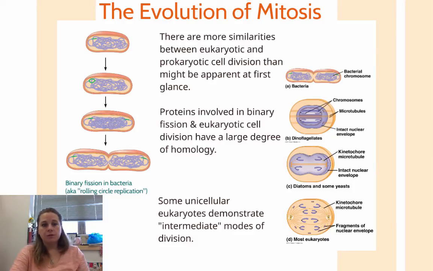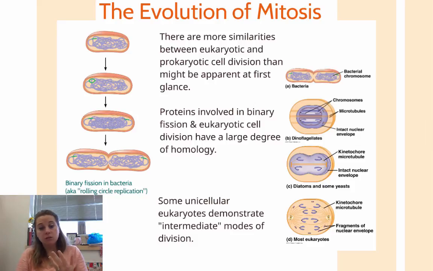Now, mitosis has gone through a series of evolutionary events, just like all life has. So there are more similarities between eukaryotic and prokaryotic division than you might get at first glance, because they're both binary fission, the idea that you're creating two identical cells. Okay, so the proteins that are involved, like the microtubules and things like that, have a large degree of homology. They're very, very similar in their construction, in their nature. And so by having those, that's sort of like a thread that holds the idea of how life has moved forward.